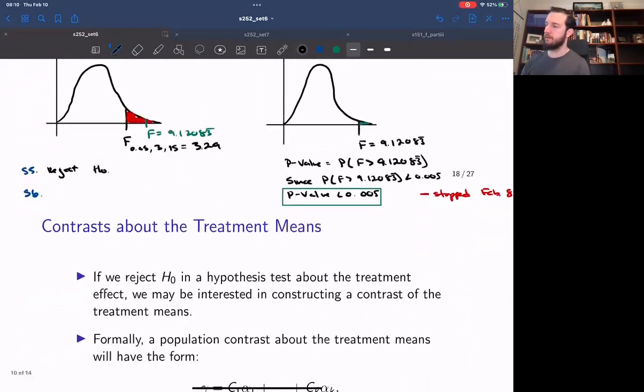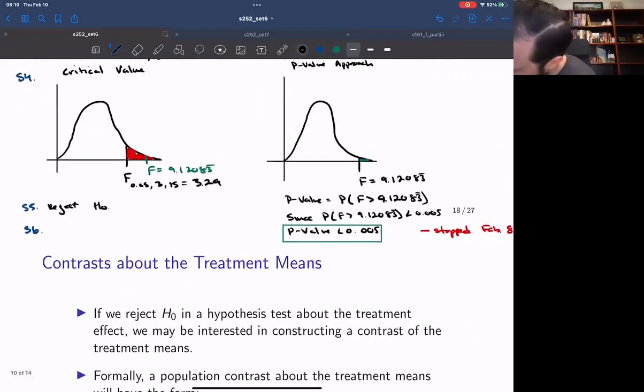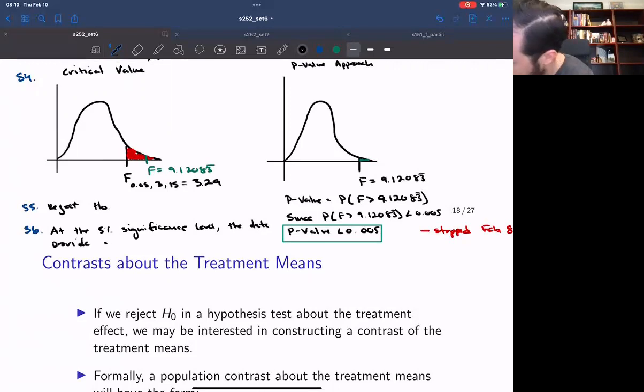So then we can say something to the effect of, at the 5% significance level, the data provide sufficient evidence to suggest that blocking was useful.